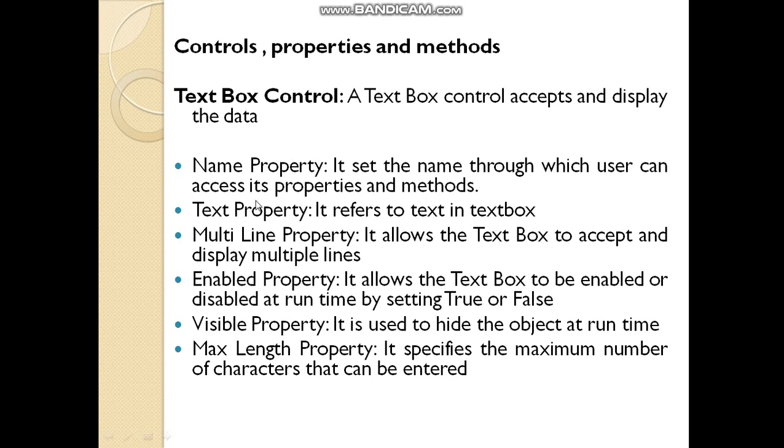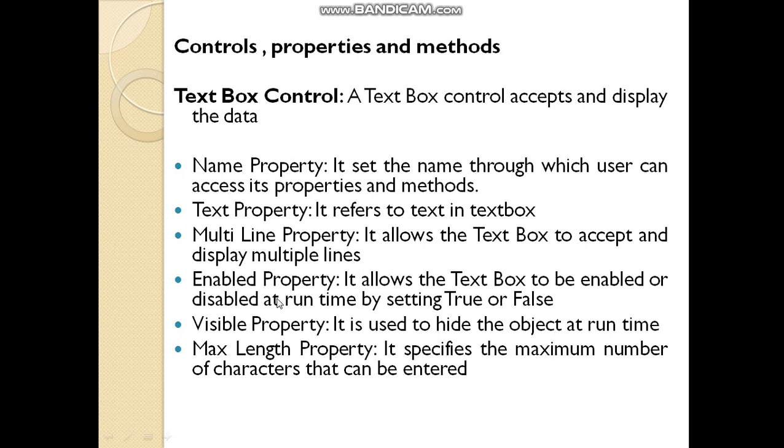The second important property is the text property. It refers to the text in a text box. With the help of this text property, a user can accept the text and display the text. The next one is the multi-line property. By default, a text box accepts only a single line. With the help of this multi-line property, it accepts and displays multiple lines.